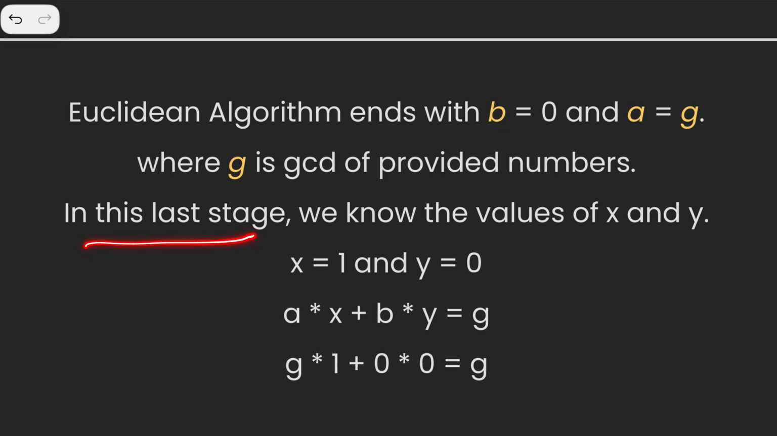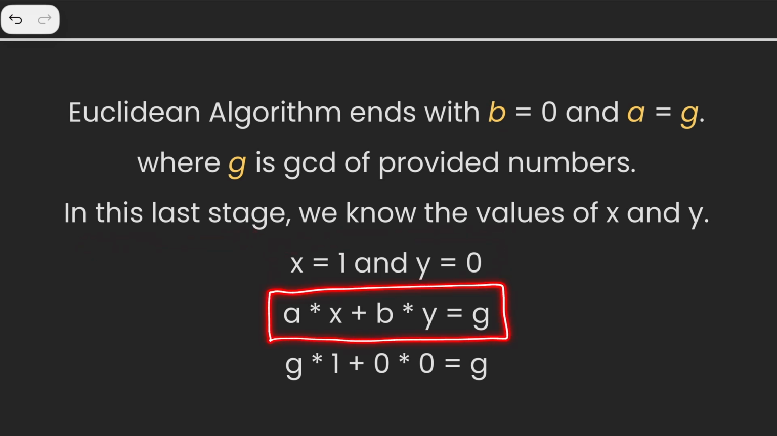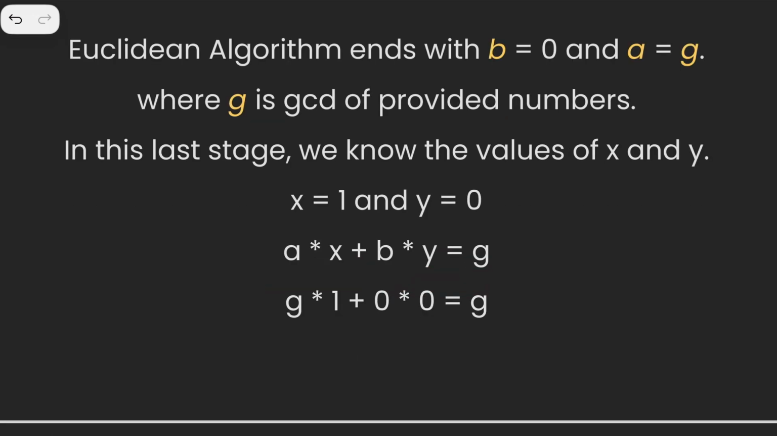So in the last stage, we do know the values of x and y, right? This is the equation we have. We do know the value of x and y because a is g and b is going to be 0. So we can say x is going to be 1 and y is going to be 0. So why are we computing the x and y values for the last stage?